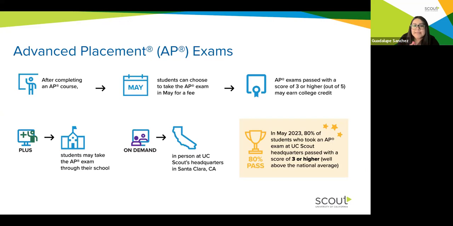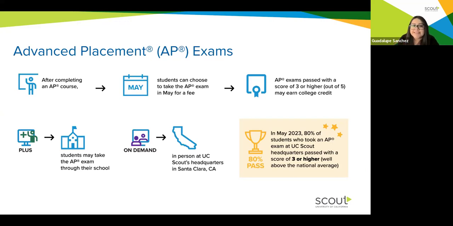Now, for students that take an AP exam and score a 3 or higher, they may potentially earn college credit for that course. So it's important for them to connect with those admissions representatives at the schools they're applying to see exactly what score they need to meet that college credit criteria. But that's the really cool thing about AP courses, is that there is potential to earn college credit.